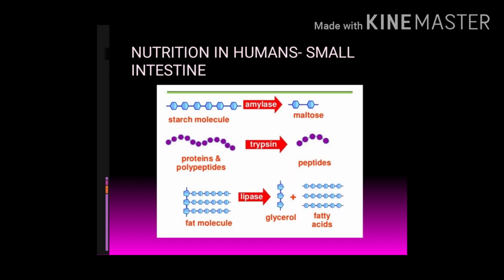Now this shows the action of amylase, trypsin and lipase. Amylase acts on starch molecules, converting them to sugar molecules. Trypsin acts upon proteins, converting them to peptides, and lipase acts upon fat molecules, converting them into glycerol and fatty acids.